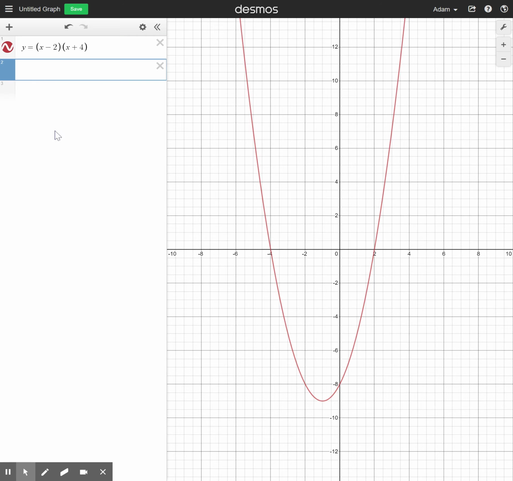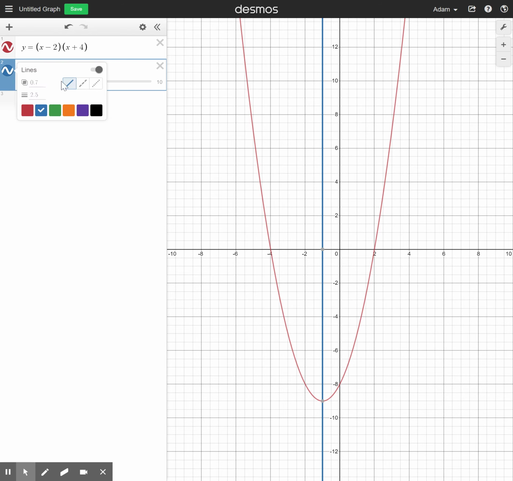Now, all parabolas are symmetrical. So, parabolas have something called an axis of symmetry. And that's the line that cuts the parabola perfectly in half, vertically down the middle. The equation for the axis of symmetry is always x equals, and then the number that it hits on the x-axis. This one hits the x-axis at -1. So the axis of symmetry here is x equals -1.